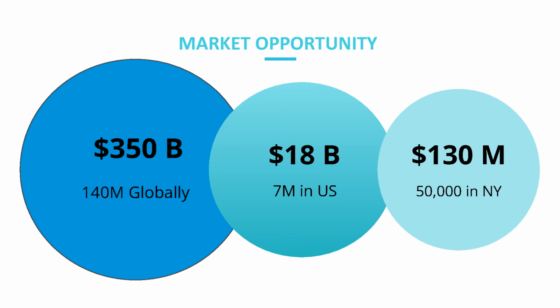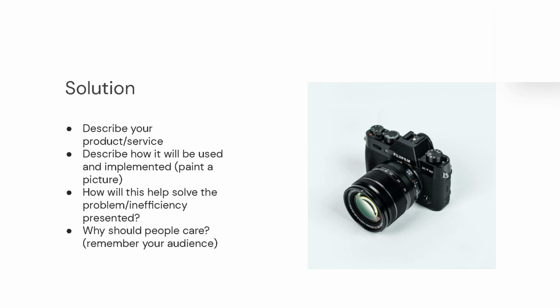And then going into that problem more, you're not going to talk about market opportunity like in this slide, which is used for traditional pitch decks, but you can just talk about how many people will be affected by this and what this device will be used for. And so now for the solution, you're just going to describe what that product or service is and how it will be used, and then very specifically, how will it help solve that problem? That's obviously really important. And why should people care?